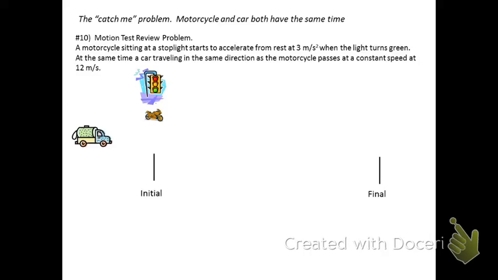A lot of people, when they solve catch-me problems, say, oh, I've got to match the velocity. That's not true. Let's see what happens here. So the truck moves on past. The motorcycle accelerates to catch it. And then when they do catch each other, there are two particular pieces of information that we're going to use in order to solve this problem.